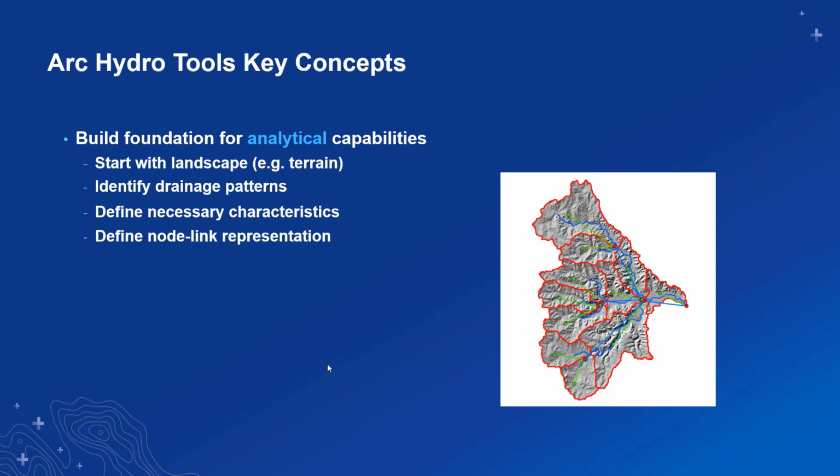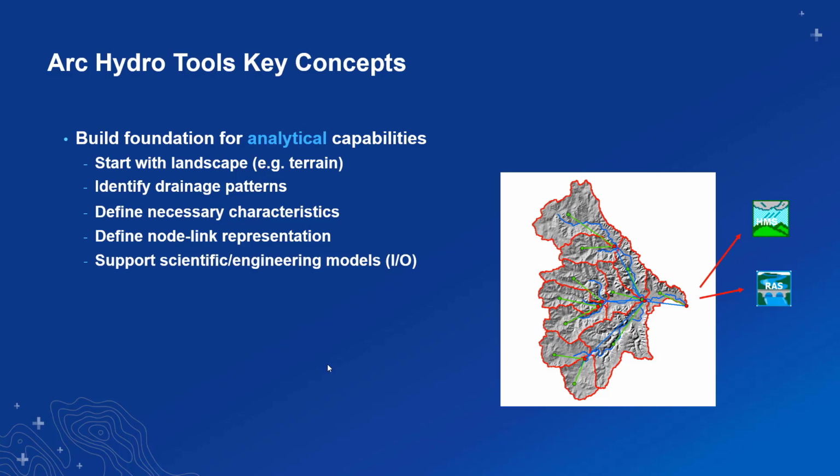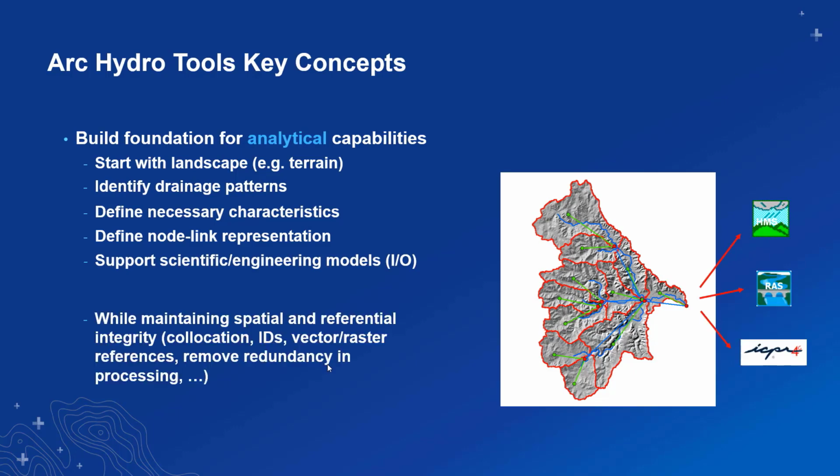Next step is often derivation of node link structure to support H&H models, and then export of GIS data into formats for specific external models if advanced H&H modeling is required. And all that while maintaining the integrity between vector and raster representation of the landscape.